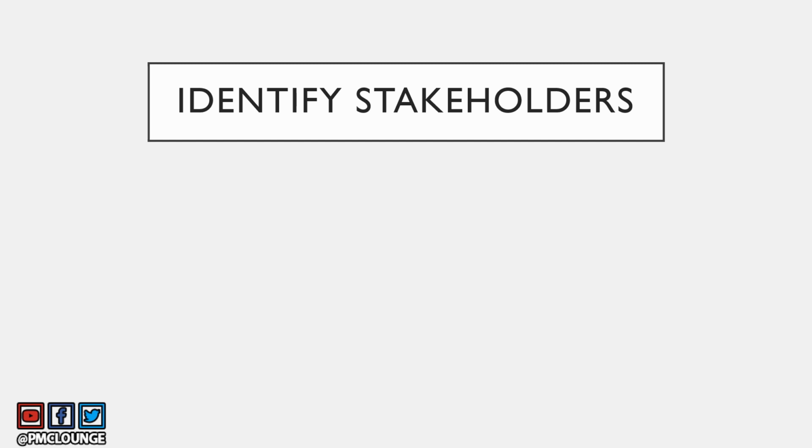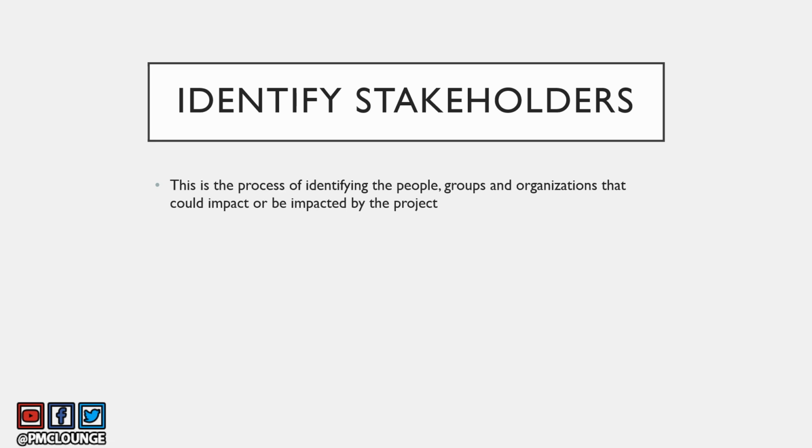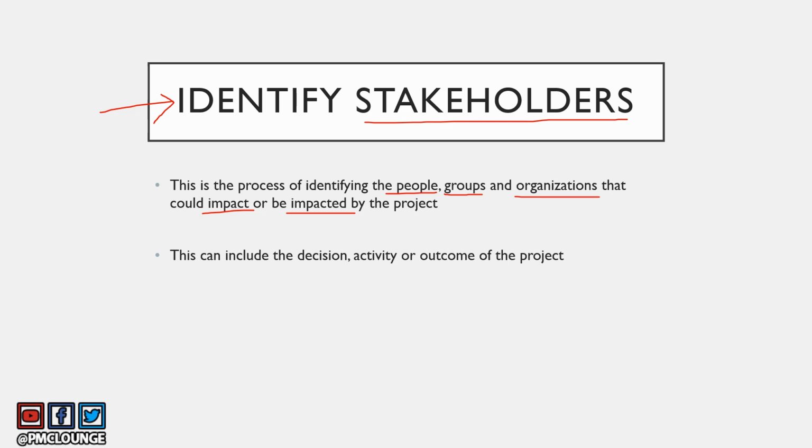Okay, so the first process of stakeholder management knowledge area is identify stakeholders. This is the process of identifying the people, groups, and organizations that could impact or be impacted by the project. So remember the definition of stakeholder. We said people, groups, or organization that can impact or can be impacted or even perceived to be impacted by the project. They are all your project's stakeholders. And in this process of identifying stakeholders, that is exactly what you're trying to do. You're trying to come up with a list of all the stakeholders of your project. Now, an important point here is this can include the decision, activity, or outcome of the project.